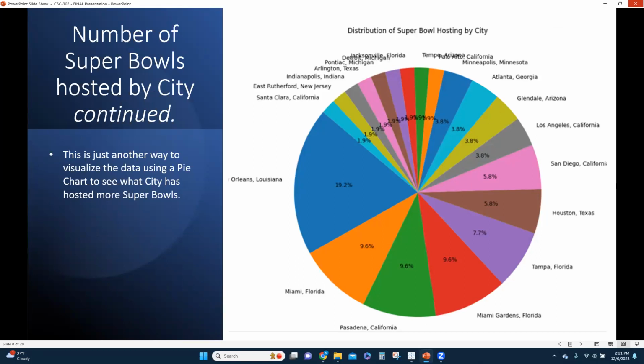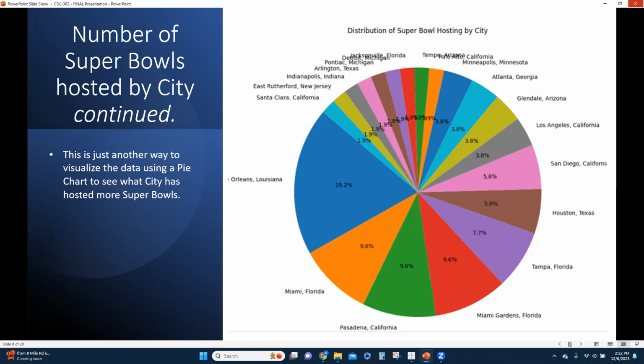And here's another visualization to show the number of Super Bowls hosted by the city. And this is just another way to visualize the data using a pie chart. Okay, so clearly you can see New Orleans is leading the pack, but you can see Florida there, then California. I mean, it's pretty interesting to see it like this.